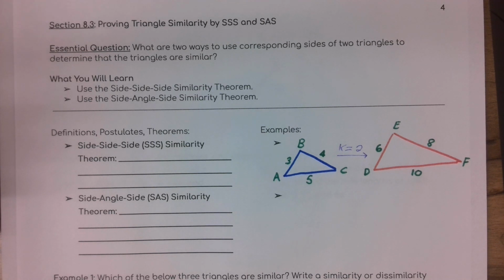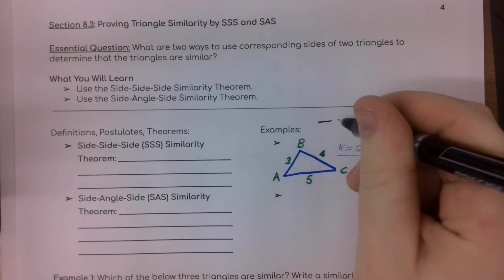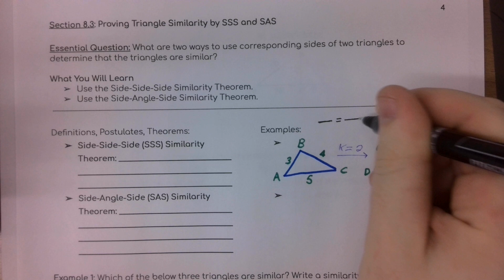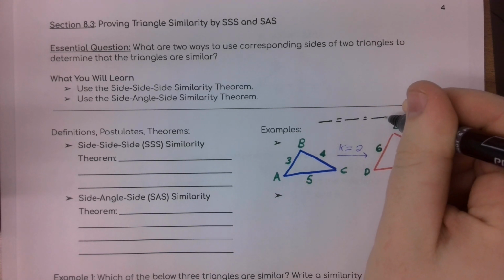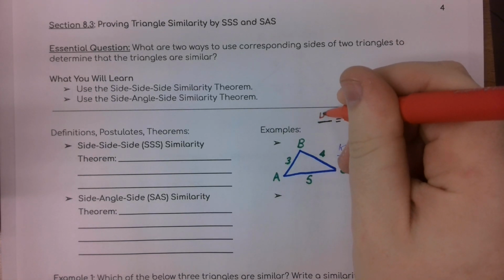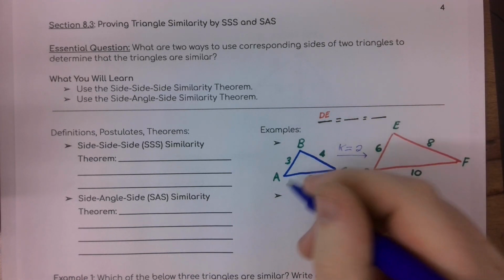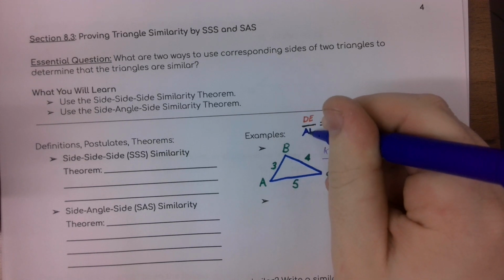So the way that we would show that these two triangles are similar is by writing out a statement of proportionality, something that we did in 8.1, but it's been a moment. A statement of proportionality compares all the different side lengths that are corresponding to each other and sees if they make the same fractions. For instance, we know that DE, this side length of 6, corresponds to AB, the side length of 3.